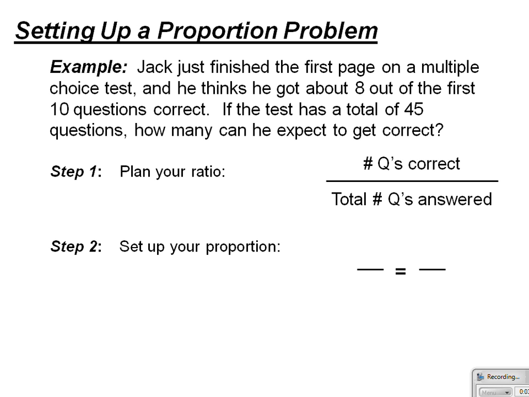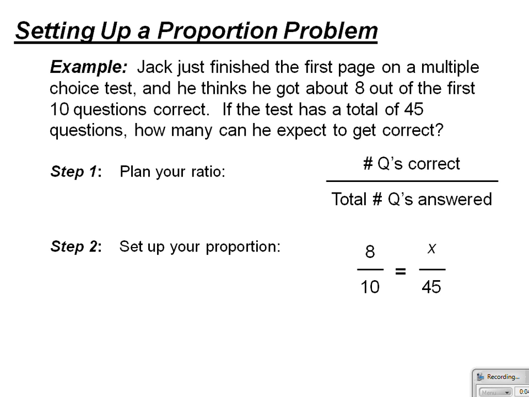So let's create a proportion. Two ratios set equal to each other. In the first ratio, Jack thinks he got 8 questions correct out of a total of 10 questions answered. So there's our first ratio. In our second ratio, we know that the test has a total of 45 questions. We don't know how many he thinks he got correct. So 45 will go in the denominator, and the variable x will go in the numerator.